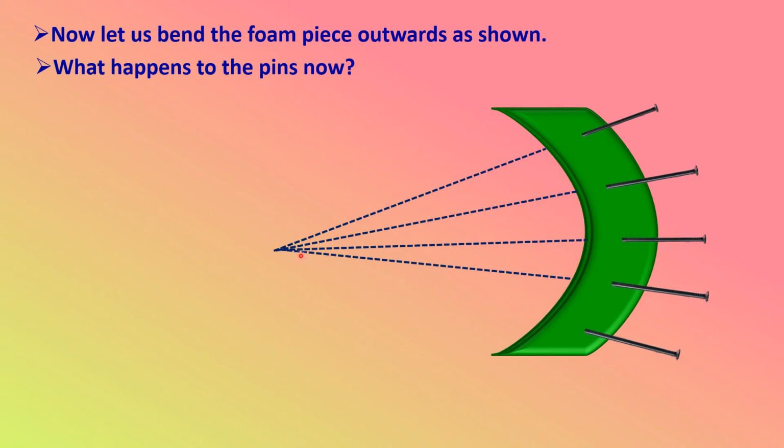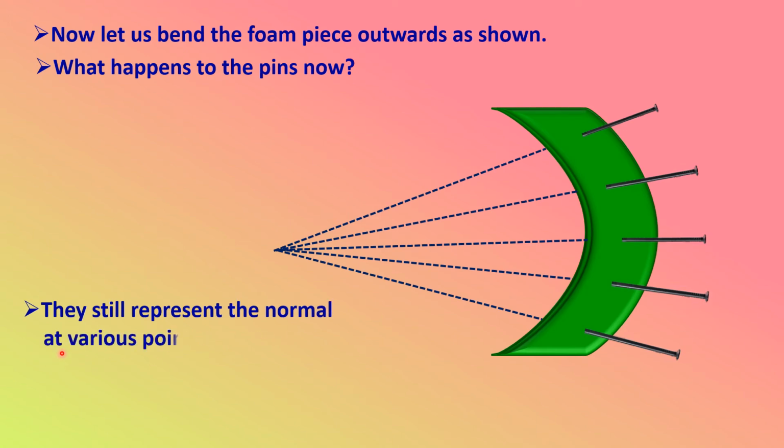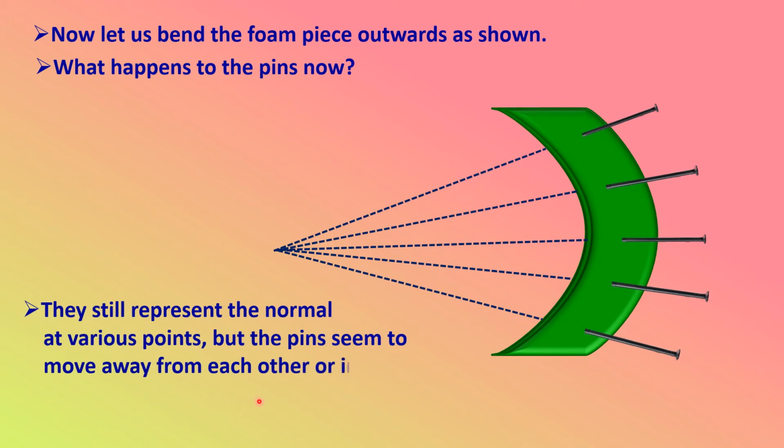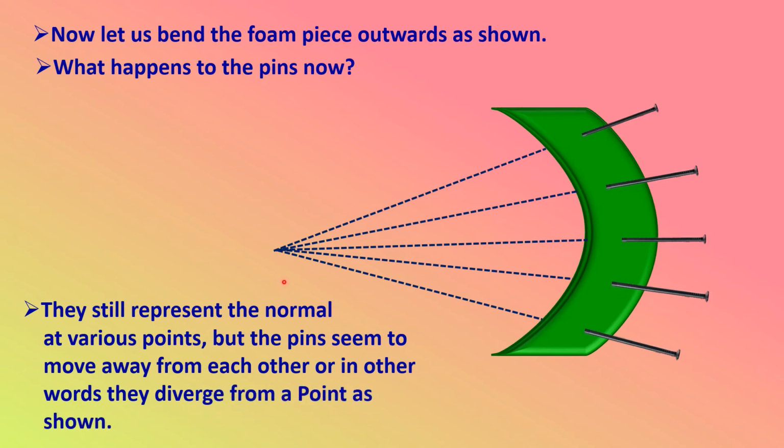And this pin appears to be coming from this point. So all these pins still represent normals and they appear to be coming from a point here. They still represent the normal at various points, but the pins seem to move away from each other, or in other words, they diverge from a point as shown here.